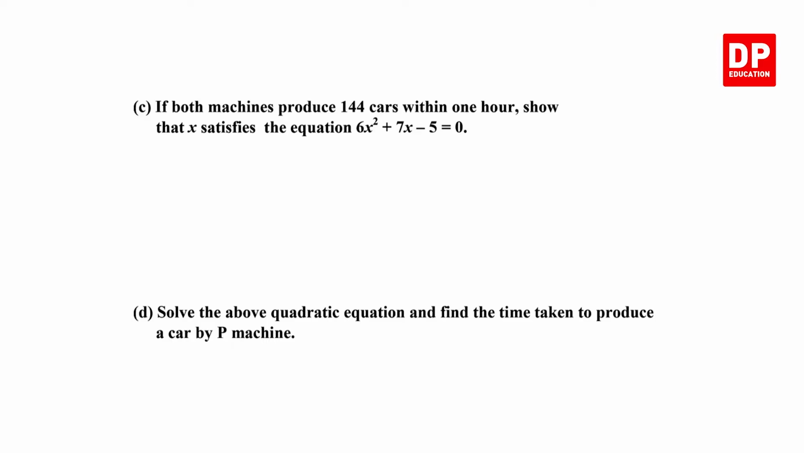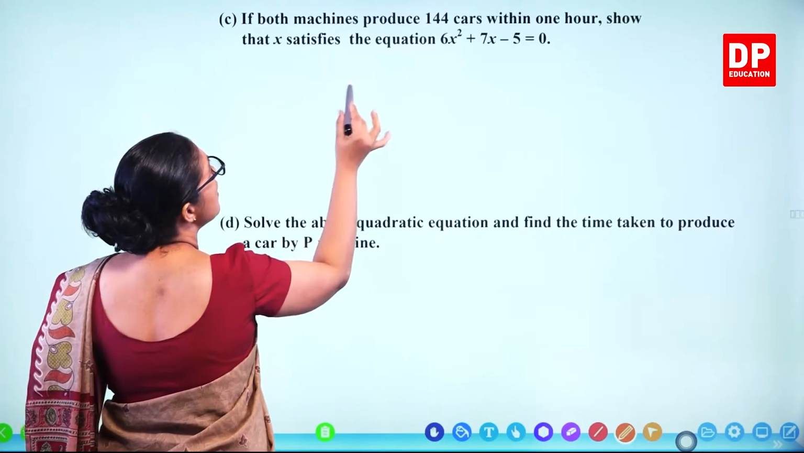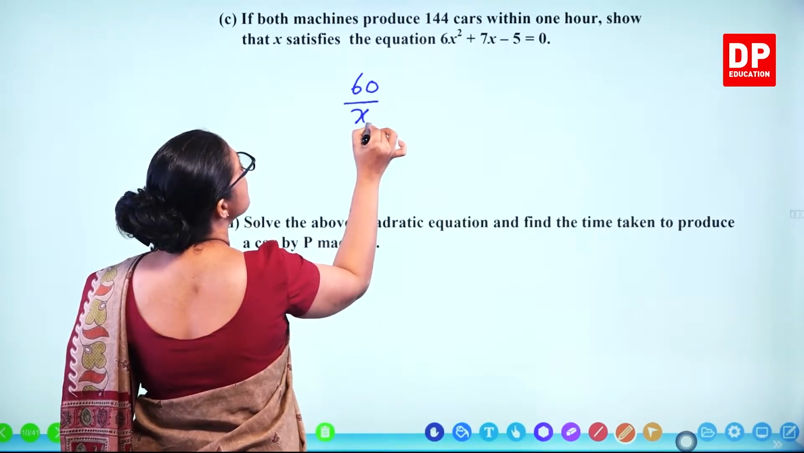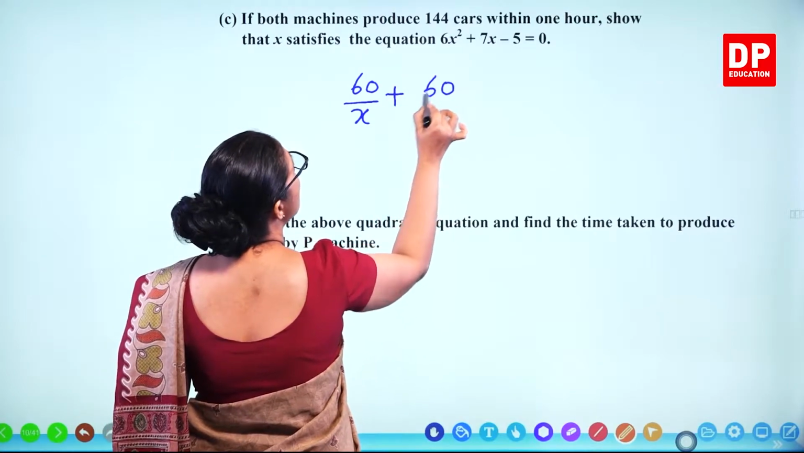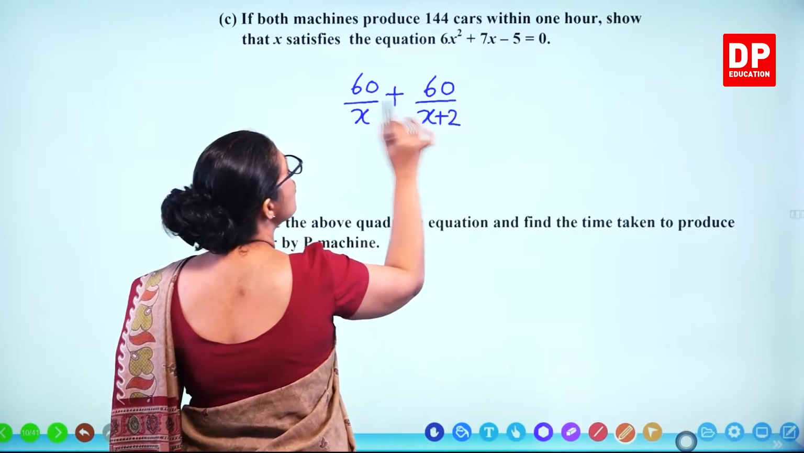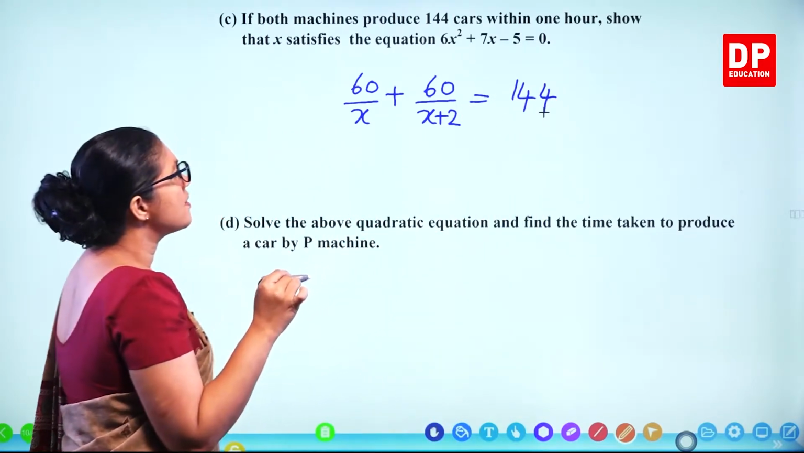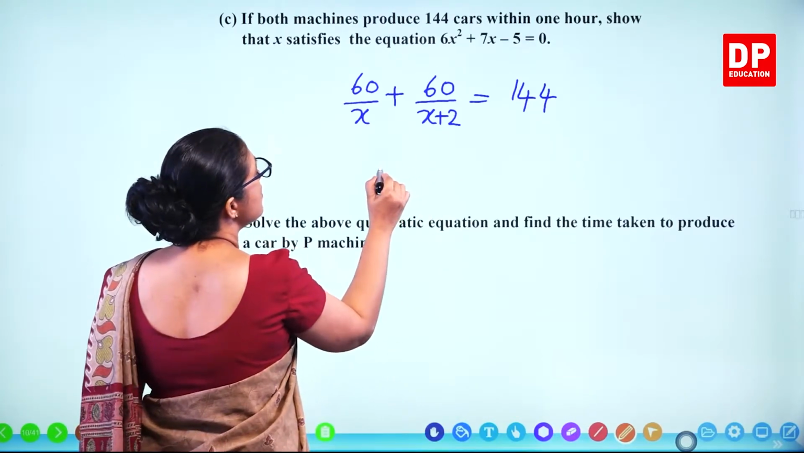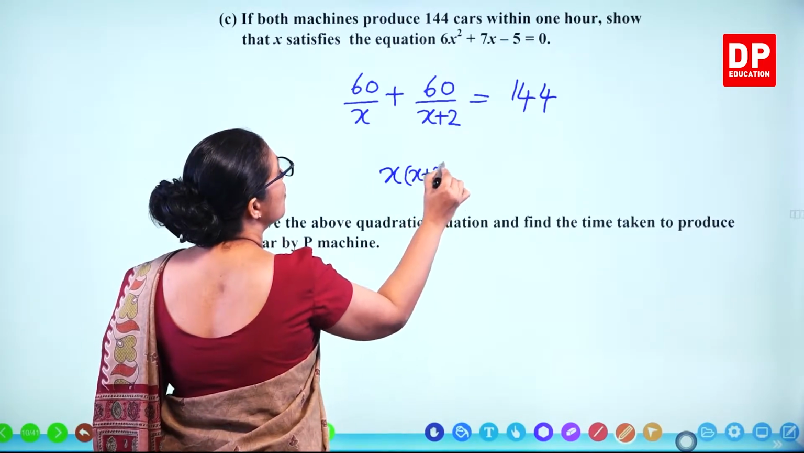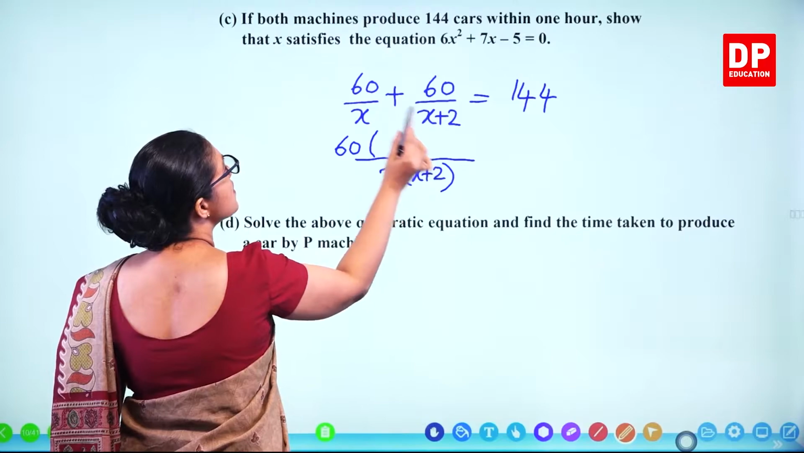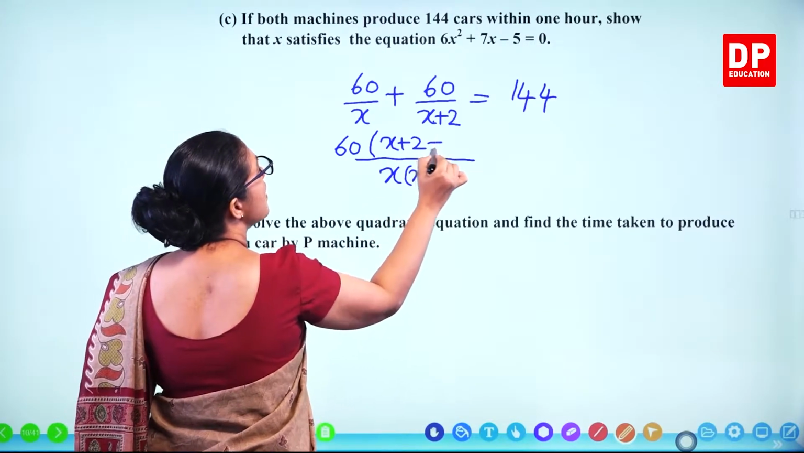If both machines produce 144 cars within 1 hour, show that x satisfies the equation. So that means P machine produced 60 over x cars plus 60 over x plus 2 from Q machine. So total is 144. So what's the lowest common multiple? x into x plus 2. Then you can take 60 out. So this becomes x plus 2 plus x.